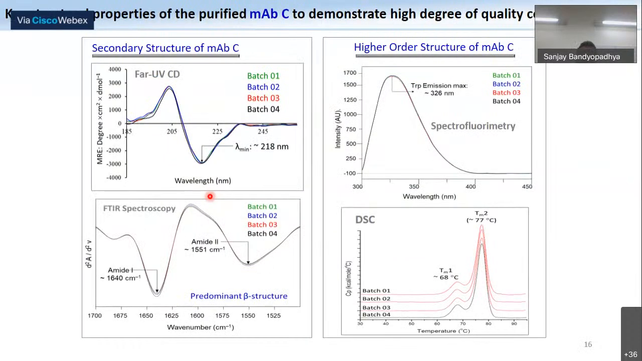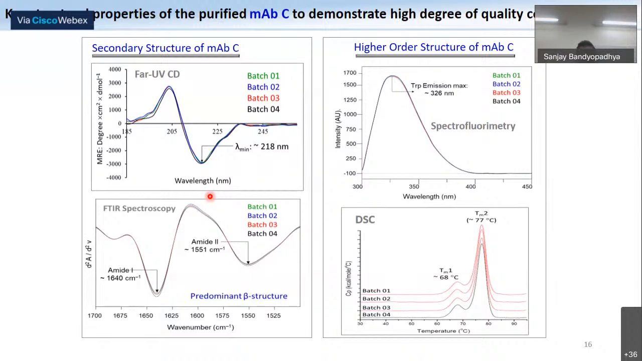So some of the results that I am showing, why it is important, the batch-to-batch consistency is very important. We showed you the purification process. We showed you how we characterize, but then it is expected that each batch comes out in the same manner. Here it shows the structural properties of a particular mAb that was purified through the template process described above. And the first panel shows the far UV CD spectroscopy, which shows the secondary structure.